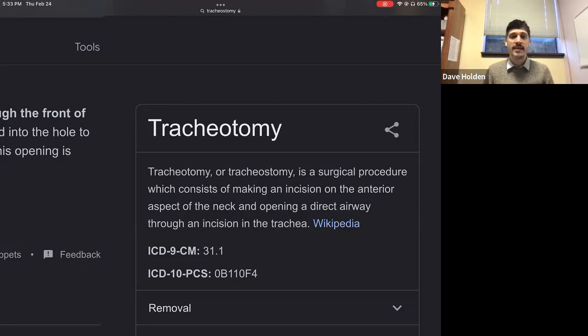A tracheotomy or a tracheostomy is a surgical procedure which consists of making an incision on the anterior aspect of the neck and a direct opening airway through that incision into the trachea.